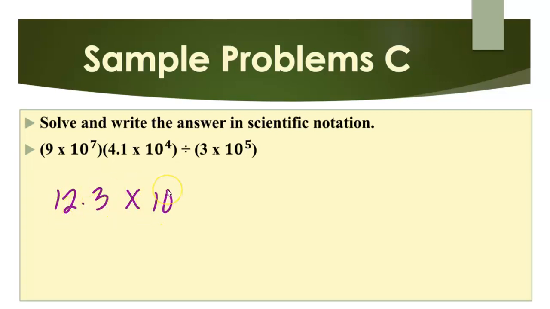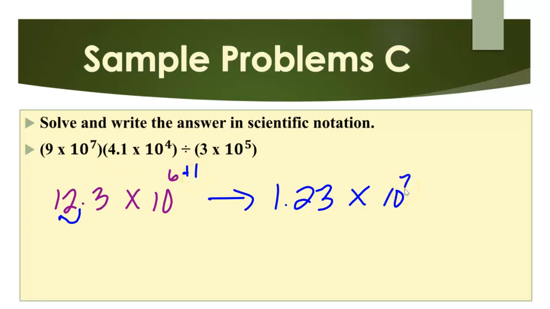Times 10. And since I'm multiplying like bases, I add the exponents. So 7 plus 4 is 11. And if I divide like bases, then I subtract the exponents. So 11 minus 5 would give us 6. But we need to put it in scientific notation. So I move the decimal place 1 to the left. So that's going to give us 1.23 times 10. Since I gained a decimal place, I gain an exponent. So that would be 10 to the 7th.